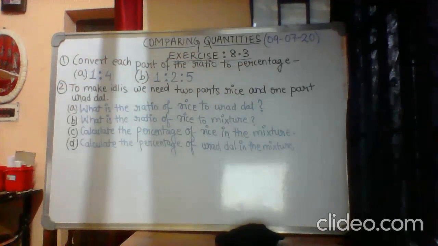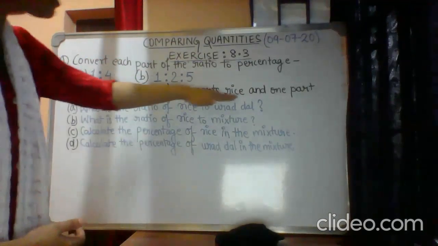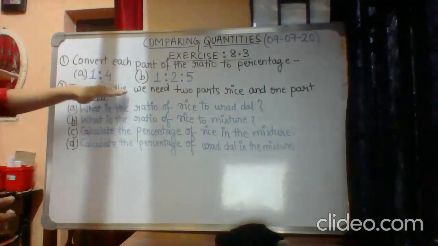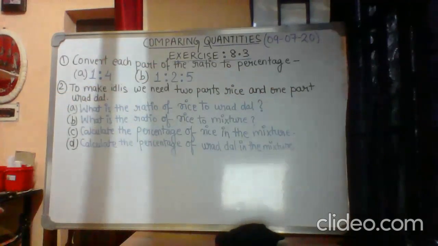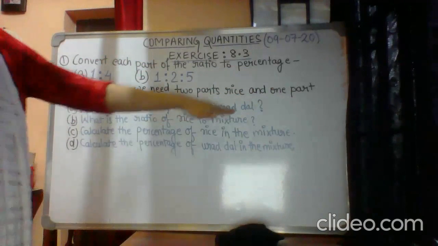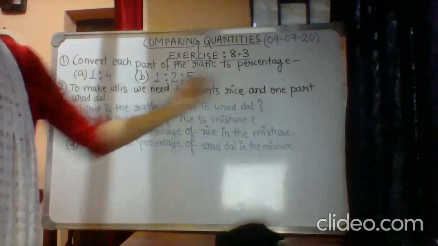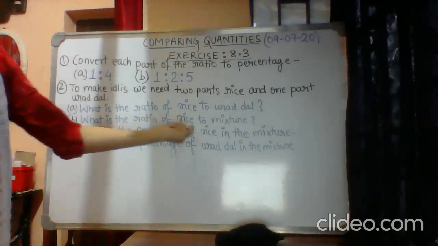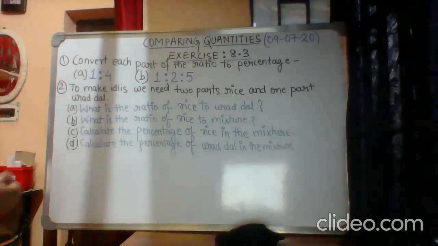Second question, to make idlis, we need 2 parts rice and 1 part urad dal. So first question is, what is the ratio of rice to urad dal? That ratio you have to write down. What is the ratio of rice to mixture? Rice to mixture ratio you have to write down.